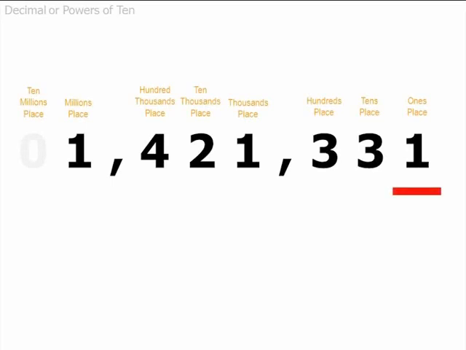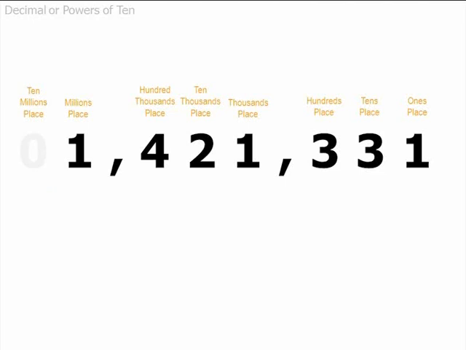With this number, 1,421,331, you have 1 times 1 in the ones place. You have 3 times 10, which is 30, in the tens place. 3 times 100, which is 300, in the hundreds place. 1 in the thousands place, so it's 1,000. 2 in the 10,000s place, which is 20,000. 4 in the 100,000s place, which is 400,000, and 1 in the millions place.